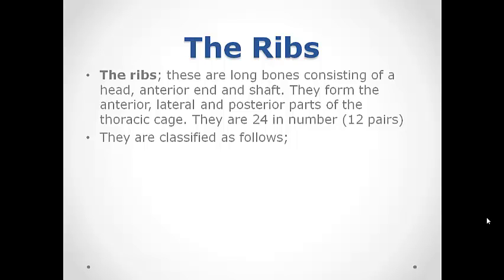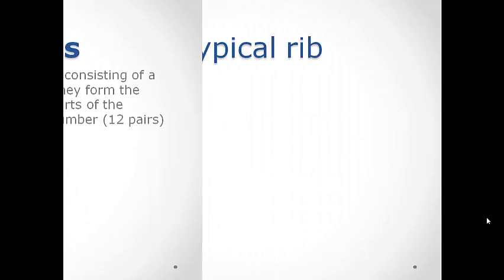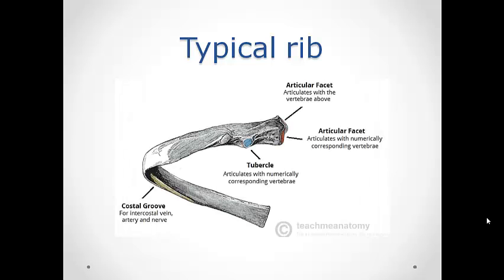Now, the ribs can be classified in a number of ways. And yes, you do need to know both types of classification. First of all, they are classified based on the anatomical features of the rib itself. So you can have what we call a typical rib, and then obviously you're going to have what we call an atypical rib. Now, with the typical rib, there's a number of features that need to be found.